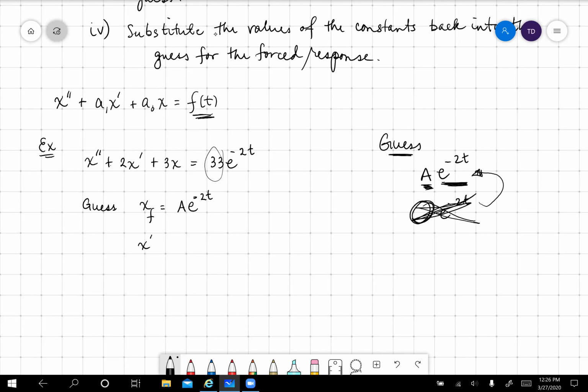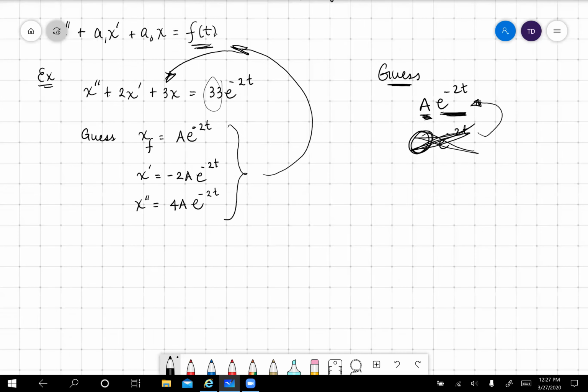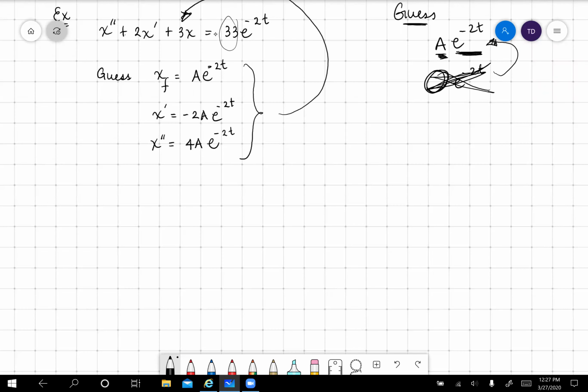What's the derivative of that? We're going to find the derivatives. Minus 2a e to the minus 2t. 4a e to the minus 2t. And now we're going to take these three and we're going to substitute them into the differential equation. Here's our differential equation right here. We'll slide this up. We'll leave it there so you can see the differential equation. So I'll rewrite it. X double prime plus 2x prime plus 3x is equal to 33 e to the minus 2t.